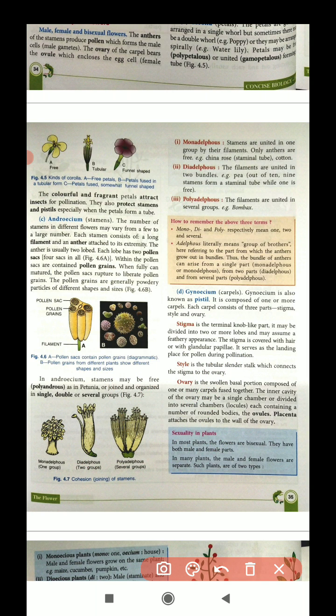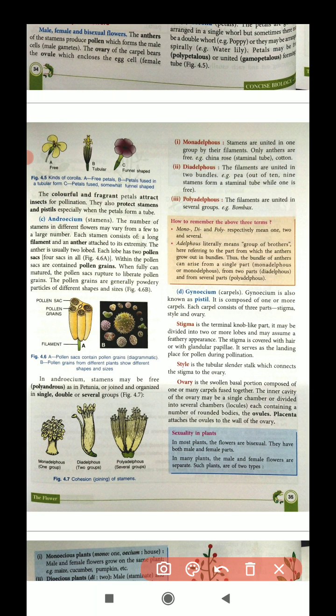So these are not so hard, students. Just watch the pictures. You can Google these pictures also. You can get better understanding pictures in Google. That will also help you.